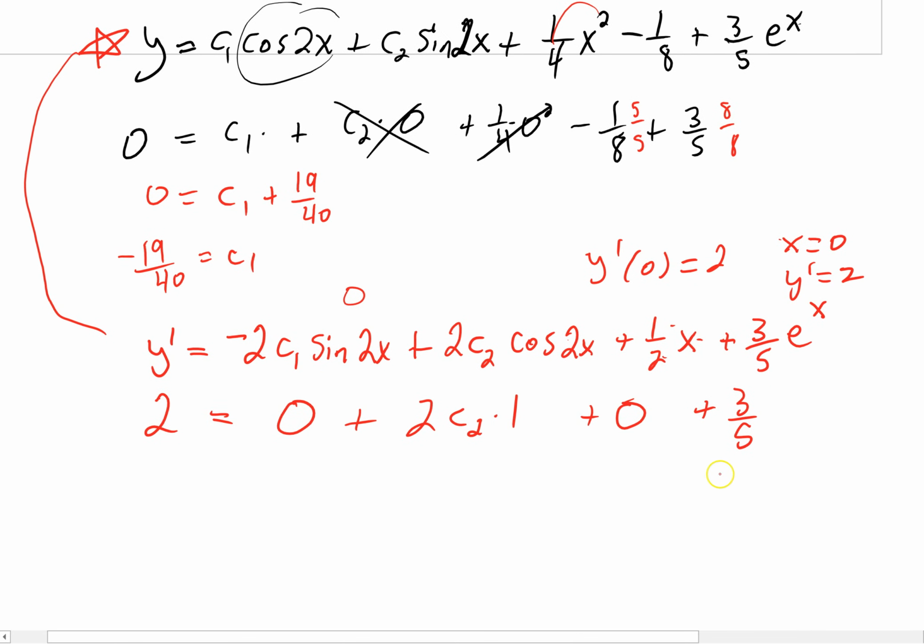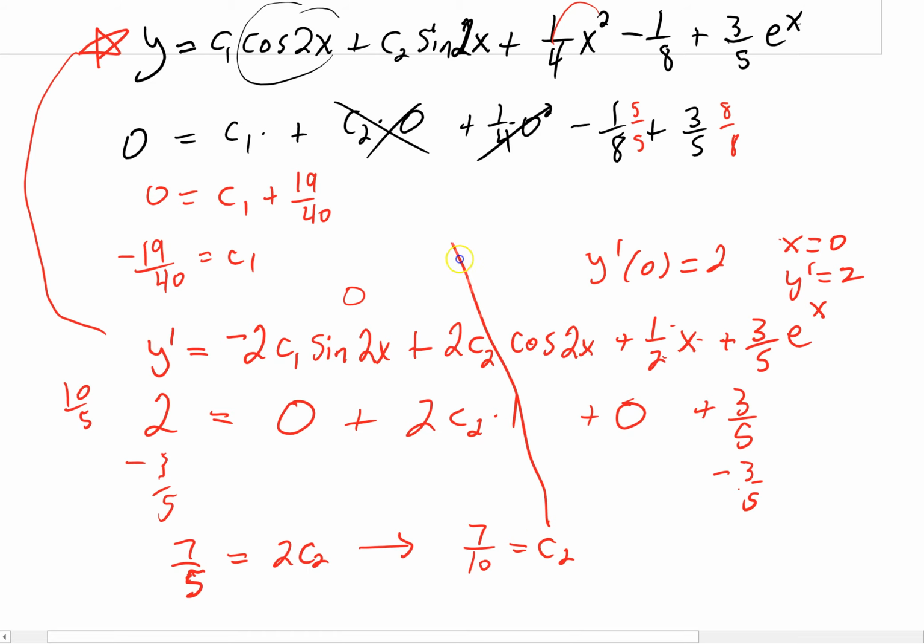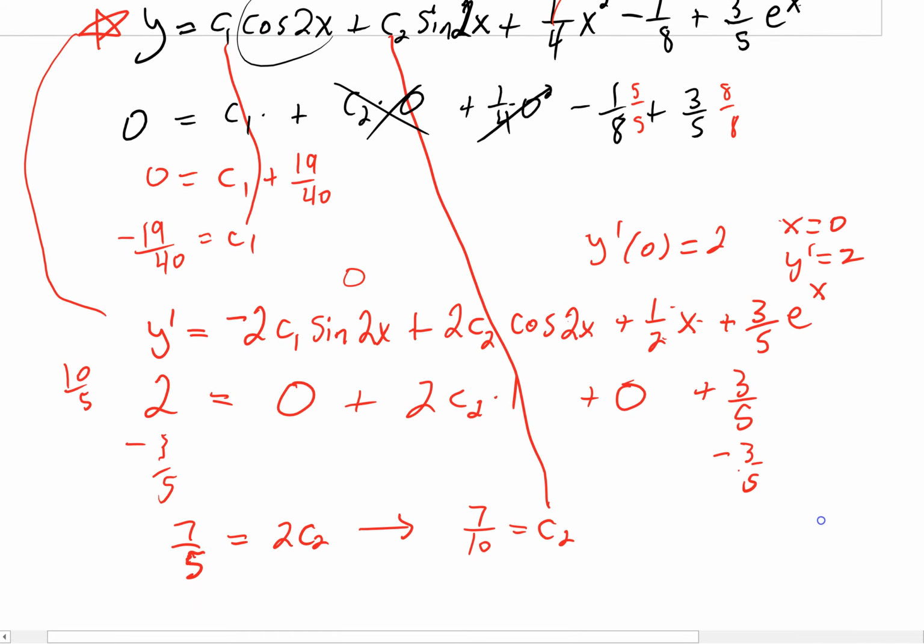So let's just see where we're going here. We can subtract a 3/5. And this is 10/5 minus 3/5. Well, that's 7/5. And that means that C2, if you divide both sides by 2, or if you multiply by a half, C2 would be 7/10. So look at the top of the screen, guys. Now you know what C1 and C2 really are.